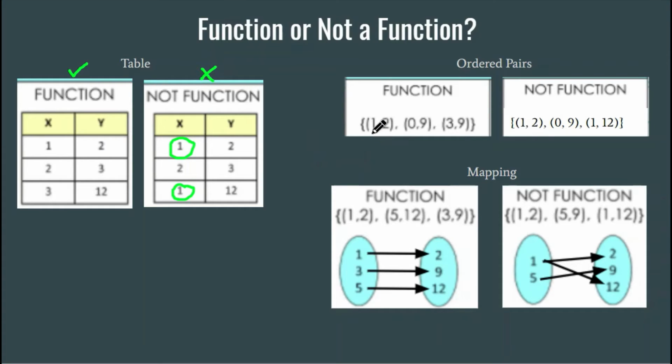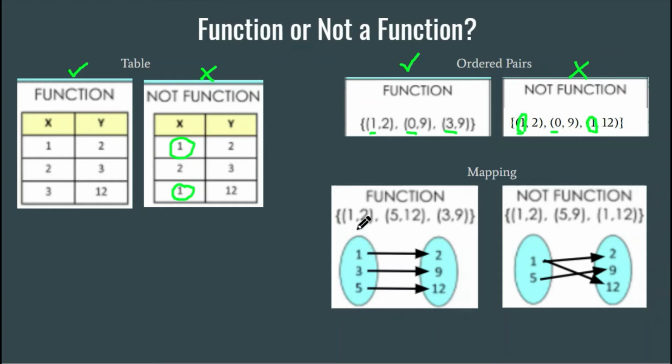Ordered pairs, we do the same thing. We're going to look at our X values. I have 1, 0, 3. All those are different, so I know that is a function. The one on the right here, I have 1, 0, and 1. This 1 repeats as an X value, so I know that that is not a function.